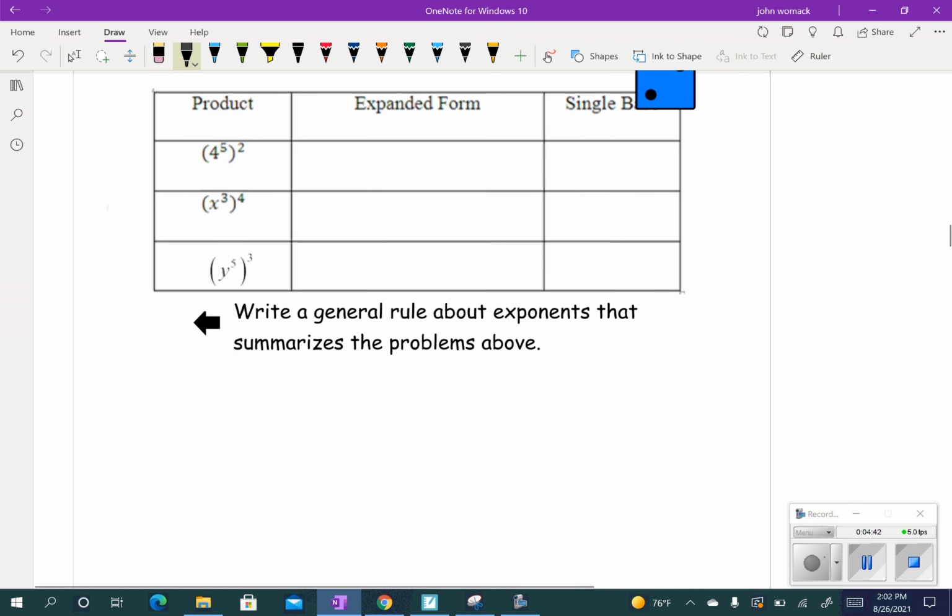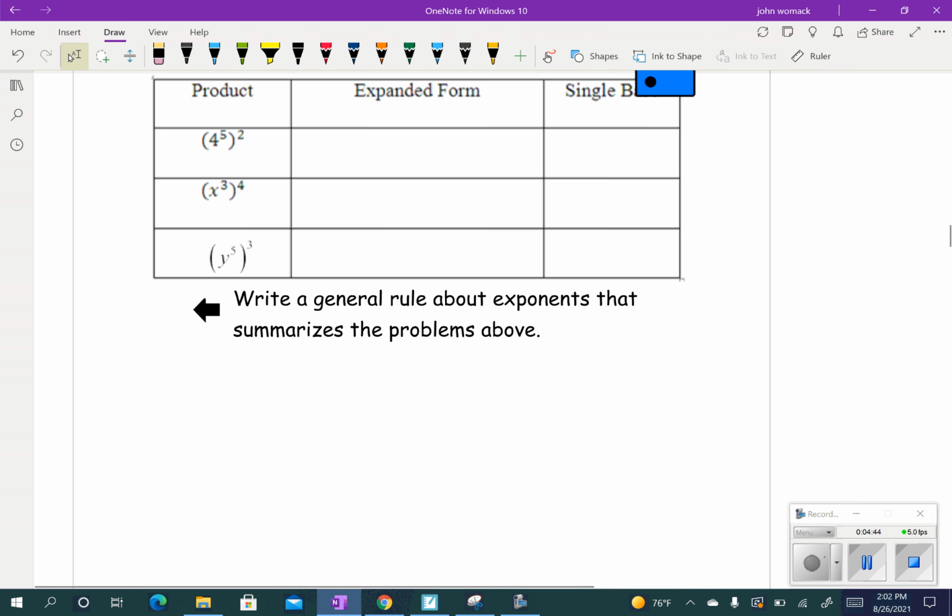Here is our next one. I want you to go ahead and draw this table. So I'll pause it for a second, draw this table, and then we'll do an example together here.